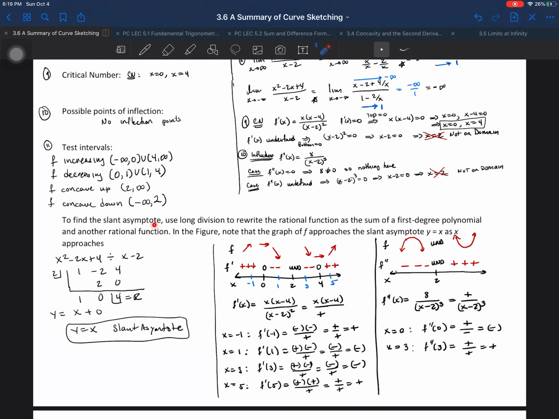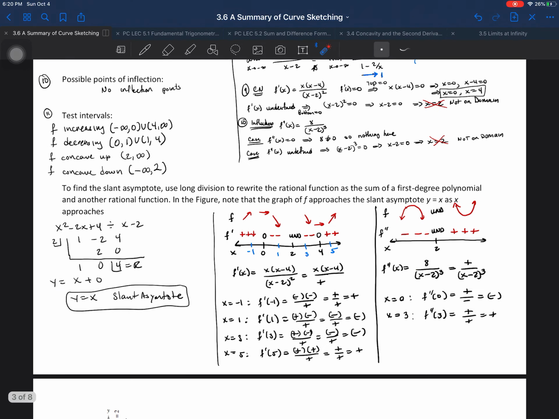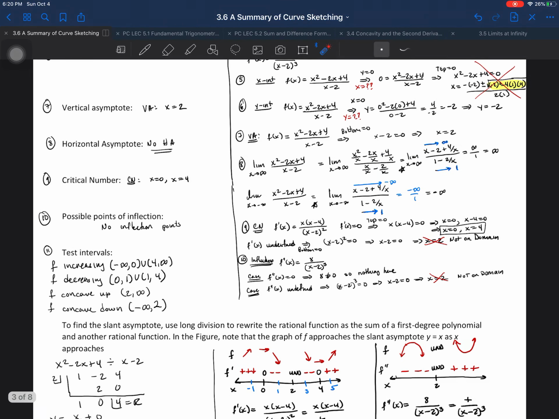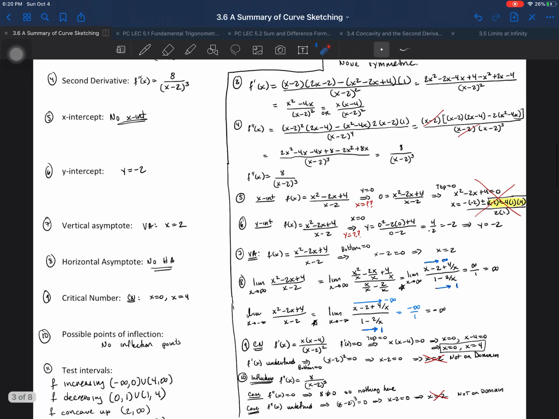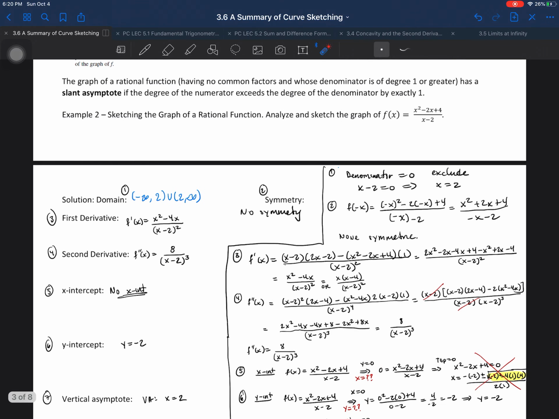What about intervals, testing intervals? Now, there's one thing that we want to discuss here. Since the function did not have a horizontal asymptote, we still have to check one thing to make sure that there's no slant asymptote. There might be a slant asymptote, and slant asymptotes are guaranteed to happen whenever the difference between the highest degree of the numerator and the degree of the denominator is 1.